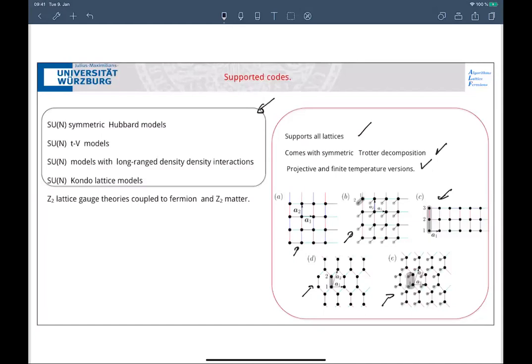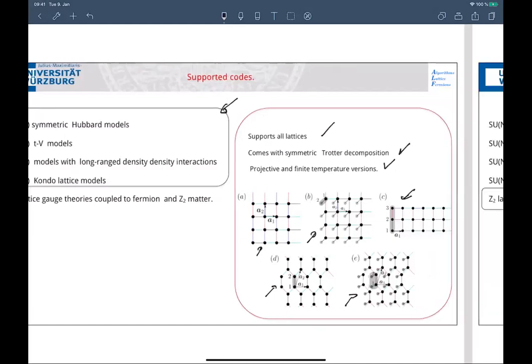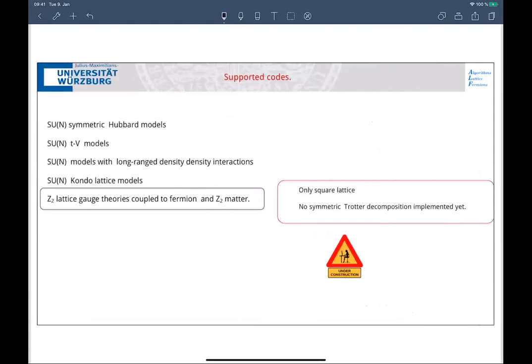Okay. The Z2 lattice gauge theory code is still work in progress. Lattice gauge theories, the lattice structure is really built into the definition of the lattice gauge theories. So we have this only on the square lattice for the moment. It supports a projective and a finite temperature implementation, but there is no symmetric Trotter decomposition implemented yet. This has to be done. So this is certainly under the rubric work in progress, still under construction. But we'll see if we do that or not.